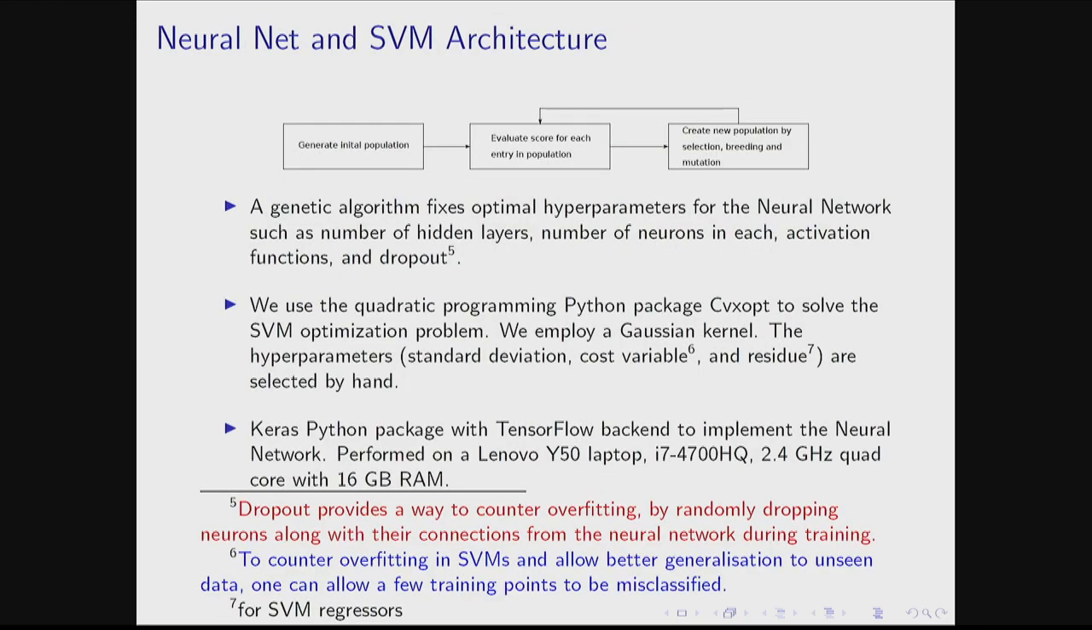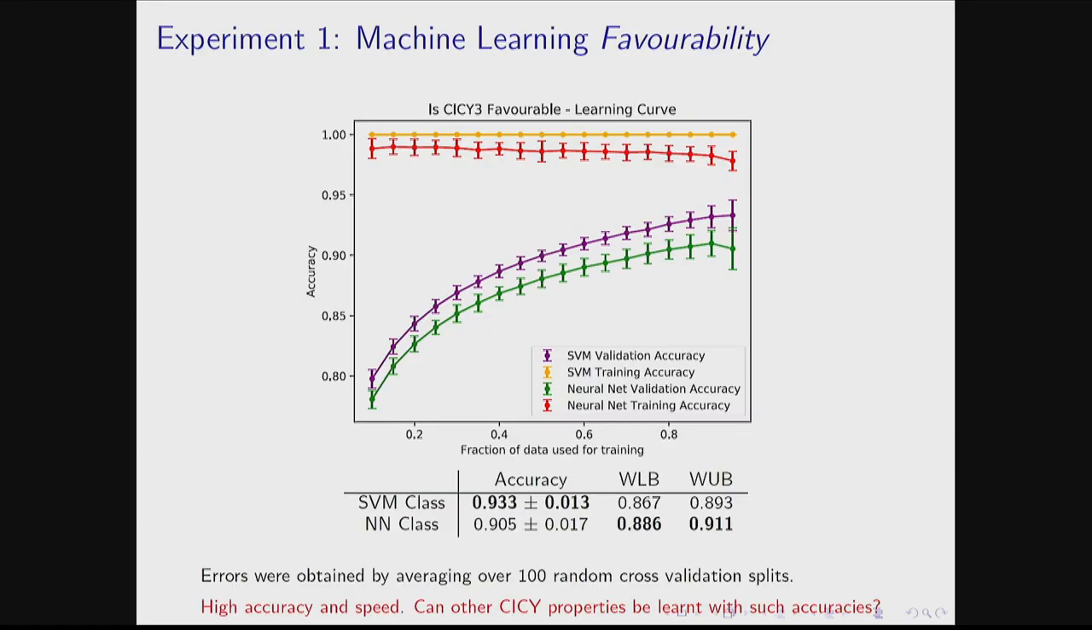In the interest of saving time, I'll only talk about architectures if I'm asked, so I'll gloss over it. But the one important point I'll make here is that in our implementation, we have used neural networks and support vector machines, and a genetic algorithm was used to fix the hyperparameters of the neural network, such as number of hidden layers, number of neurons, activation functions, and dropout. Dropout is a way to counter overfitting in neural networks. Okay, conveniently skipping over that.